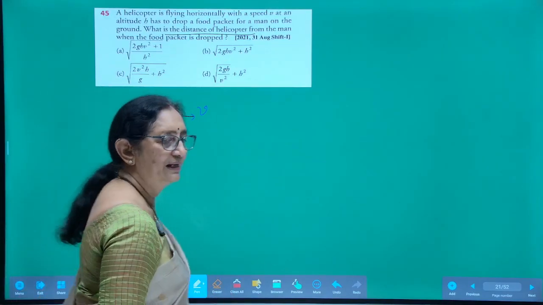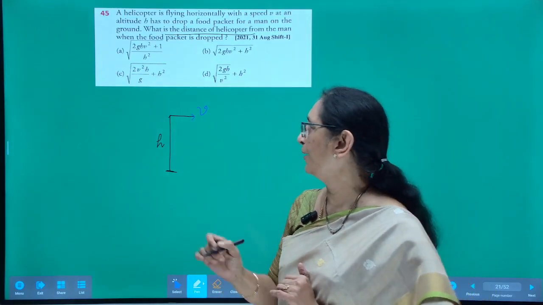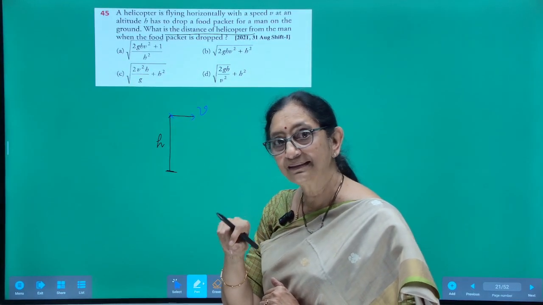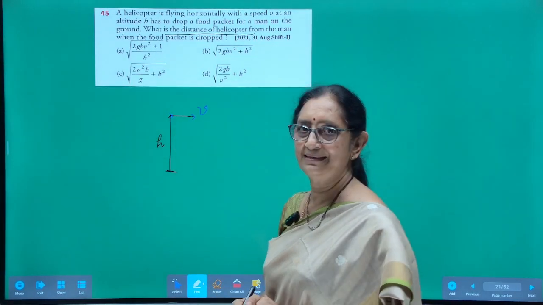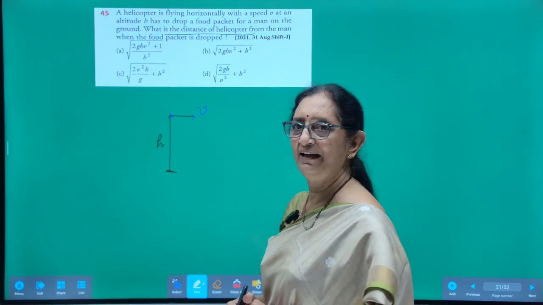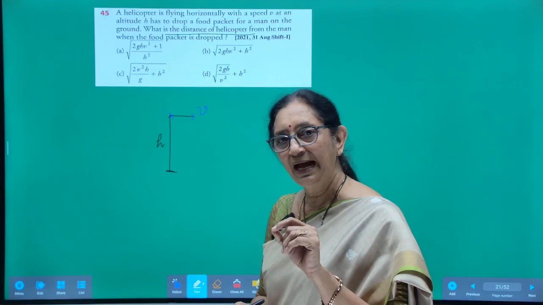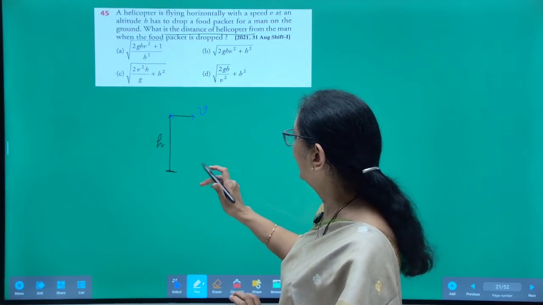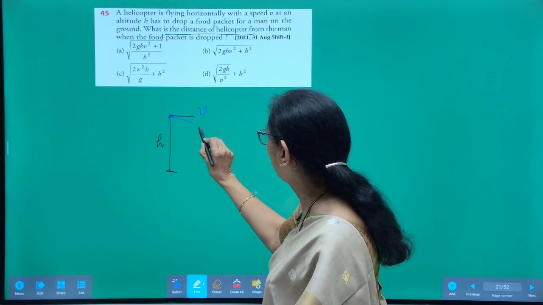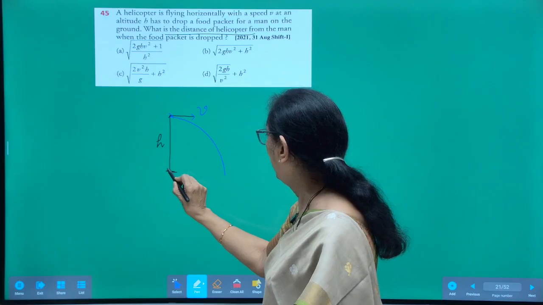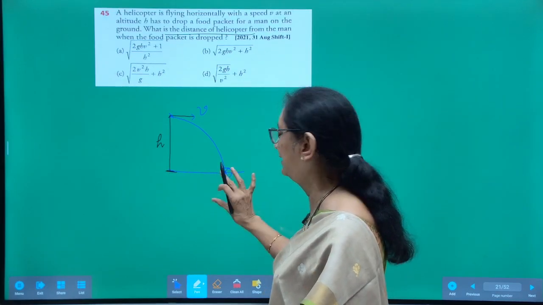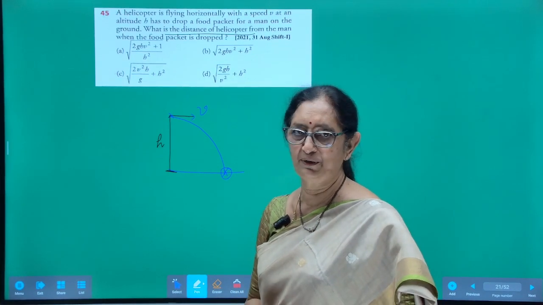Look here. First, understand the problem. h is the height of the helicopter at the instant the food packet is released, and v is the velocity of the helicopter at the instant the food packet is released. So, here the food packet takes a parabolic path and finally it reaches the ground. There is a man here to receive that food packet.